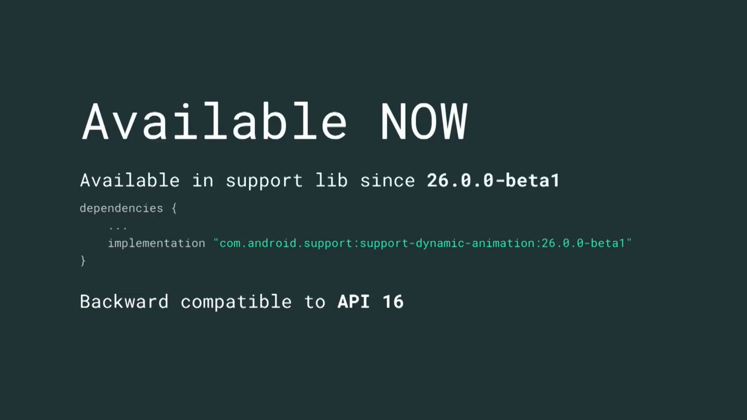The physics-based animation library is available now, and it has been available for a few months now. The spring animation was introduced first in support lib 25.3, and the Fling animation was introduced later on in 26.0.0 beta 1. To use the animation, you need to add this dependency to your Gradle file, and the animation library is backward compatible to API 16.